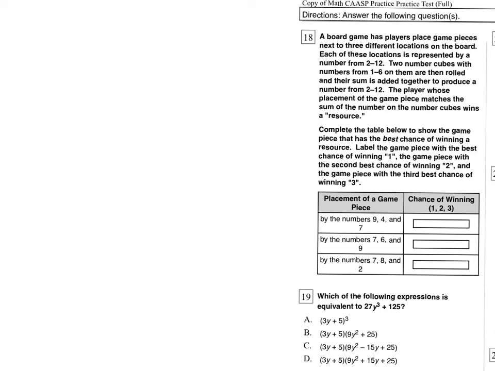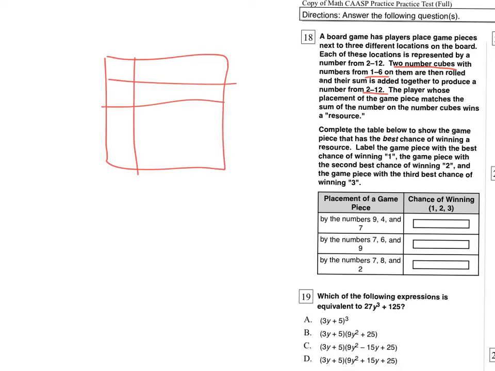All right, next up here, they're asking about a board game. And it says that 2 number cubes are rolled with numbers 1 through 6, and their sum is added together to produce a number from 1 through 12. And then they want us to rank these numbers coming up in order of probability. So whenever you have 2 number cubes, you can set up a table like this. And so we know that 1 number cube has 6 numbers on it. Make my table a little bigger here. And then the other one also has 6 numbers on it.